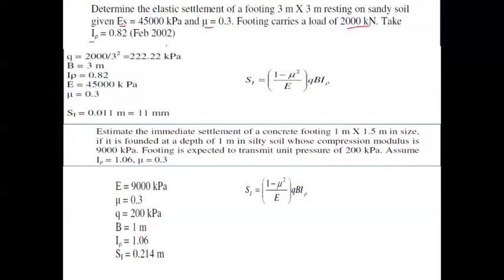So, as you know, the elastic settlement or the immediate settlement can be calculated by using this particular formula. SI is equal to (1 minus mu square) divided by E, into Q B into IF, where mu is Poisson's ratio, E is modulus of elasticity, Q is loading intensity, B is width, and IF is the influence factor.